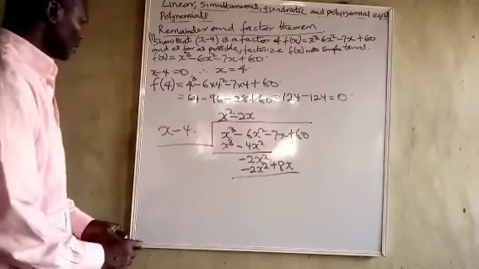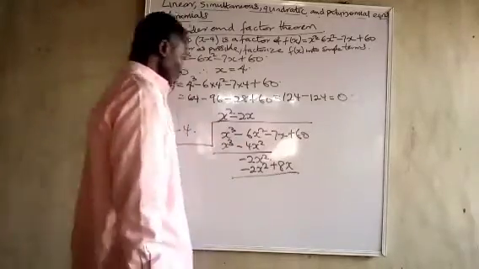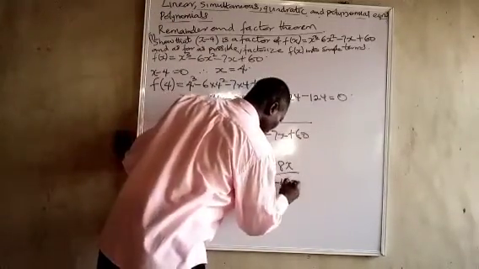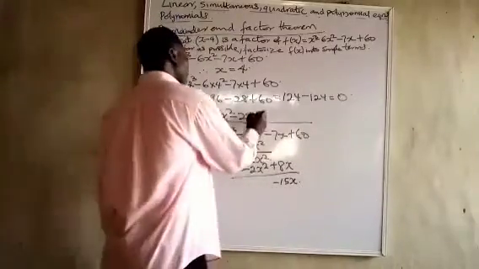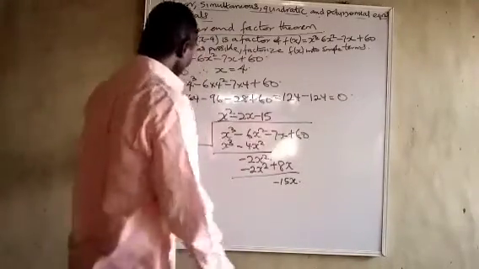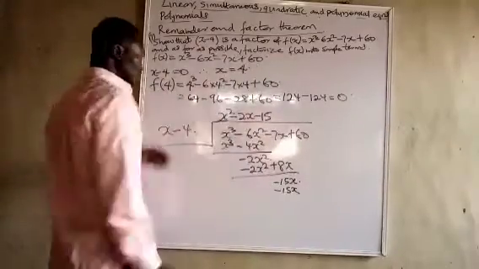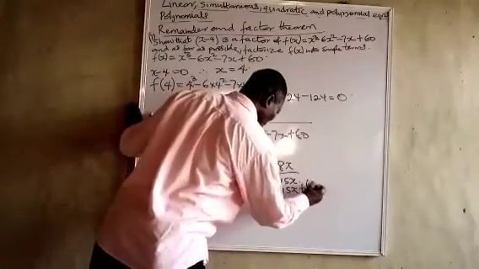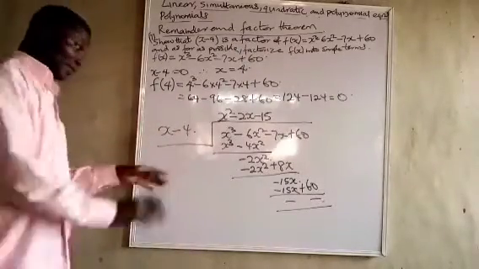Then, this one gives me 0. Minus 7x minus 8x is minus 15x. x into minus 15x is minus 15, so I put minus 15 here. Minus 15 times minus 4 is plus 60. So you can see at the end of the day, I have 0. So I have divided successfully.